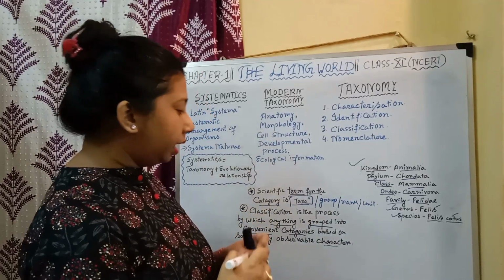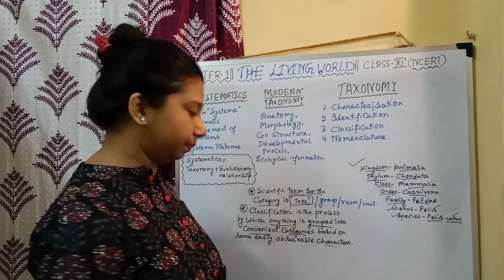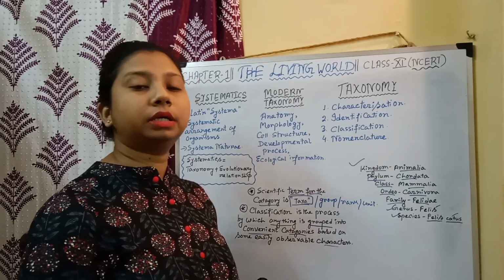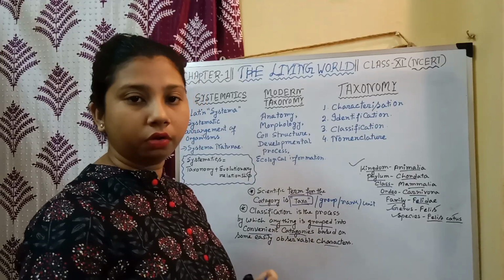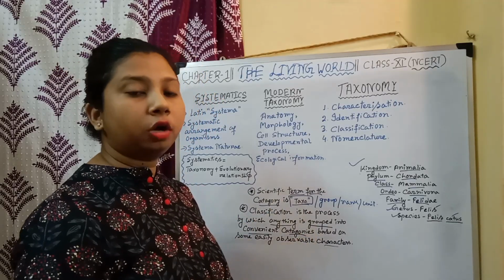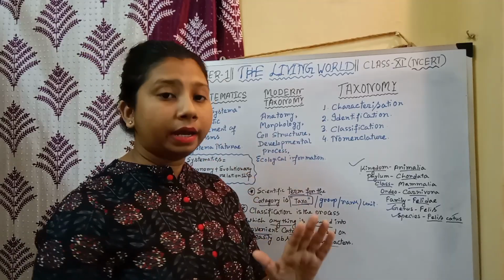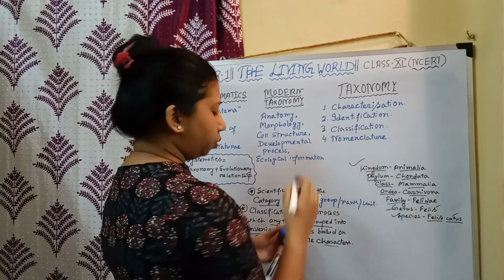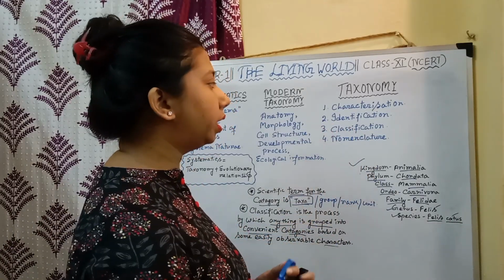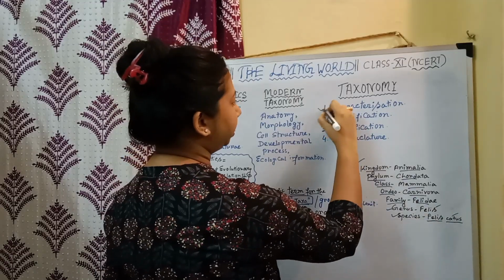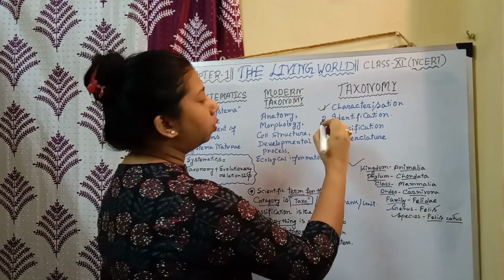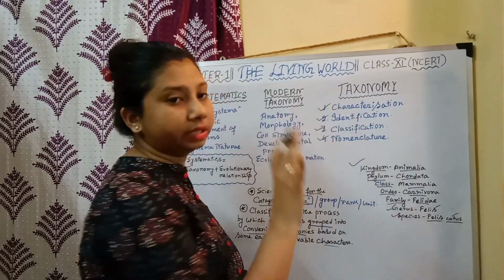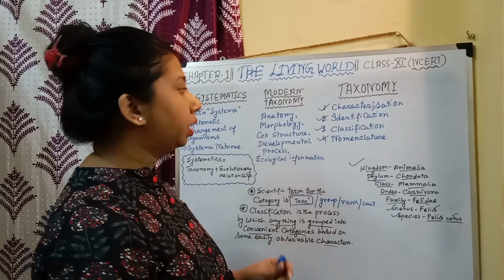Now we will move to taxonomy. What is taxonomy? Taxonomy actually means the systematic arrangement of organisms. To study taxonomy, we have to keep in mind that taxonomy is based on four main pillars. What are the pillars? First one is characterization. The second one is identification. The third one is classification, and the fourth one is nomenclature. We will study them one by one.